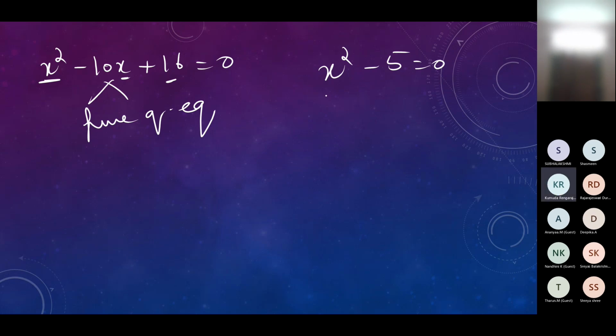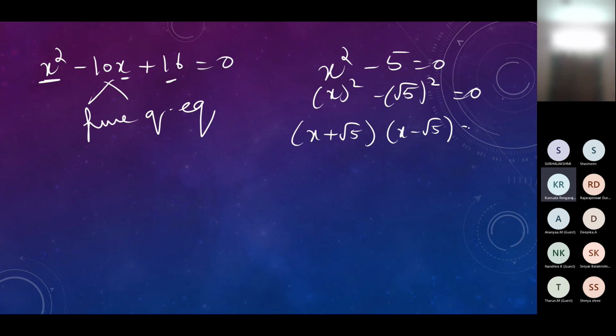You can treat it as a squared minus b squared: x the whole square minus root 5 the whole square is equal to 0. So x plus root 5 into x minus root 5 is equal to 0. When the middle term is missing, you cannot split the middle term because there is no middle term. Then you will have to treat the equation as a difference of two squares, and use the identity a squared minus b squared is equal to a plus b into a minus b. So you have x is equal to plus root 5 or x is equal to minus root 5.